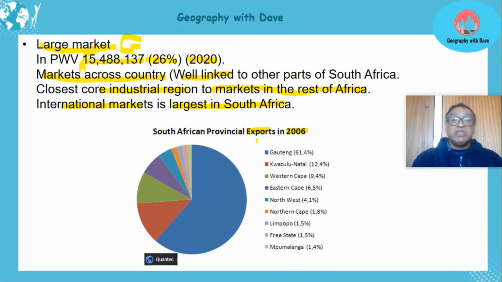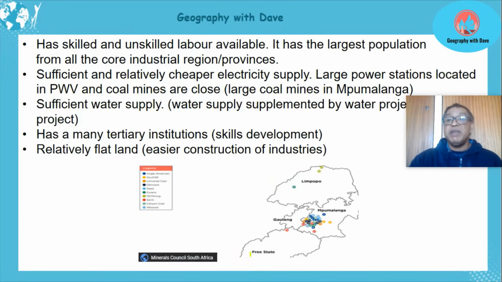But Gauteng is, look at this figure, 61.4% compared to anyone else. And then you go to KwaZulu Natal, which is 12.4%. Massive difference between these two areas in terms of contribution with exports. So can you see how big this Gauteng PWV region is? Massive. So a large market is available, because it can export to so many places. So it definitely will encourage industrial development in this area.